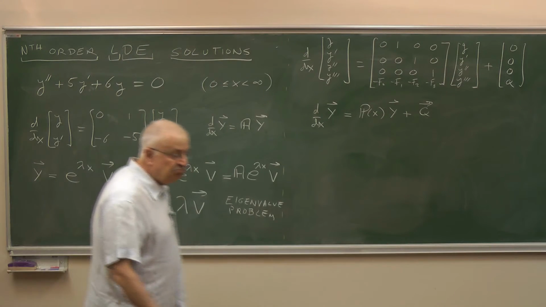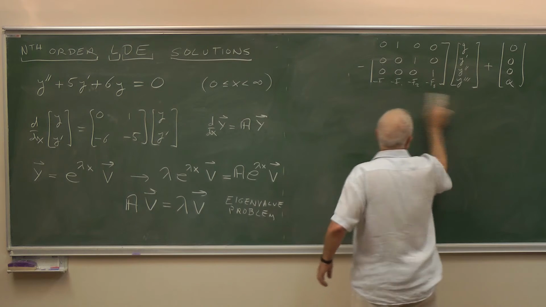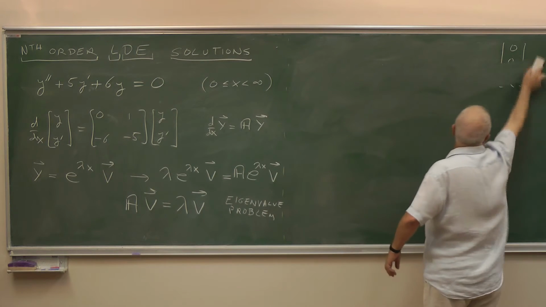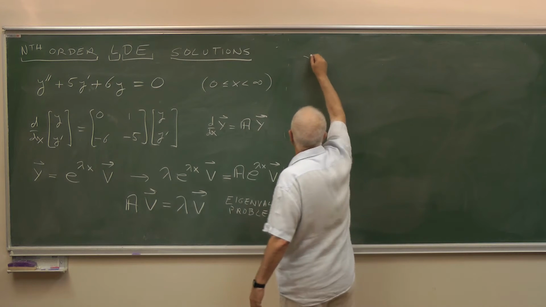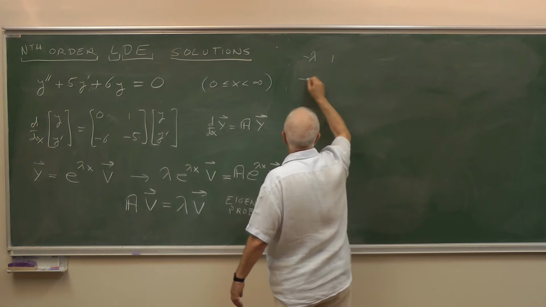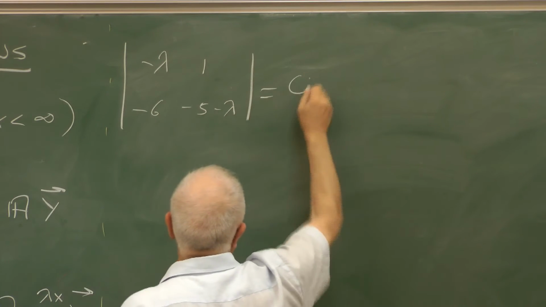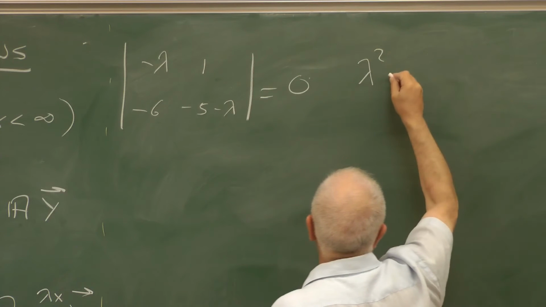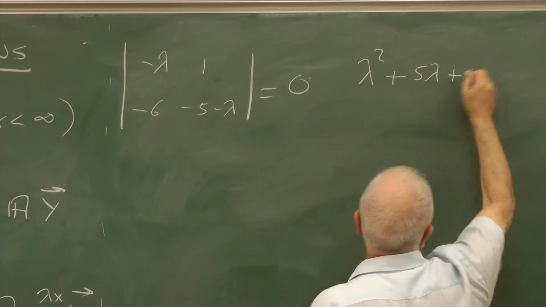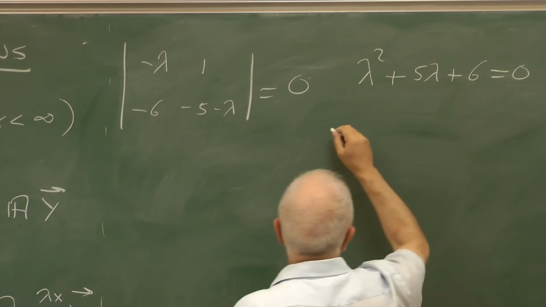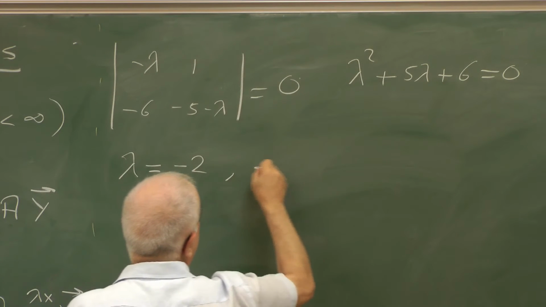Let's very quickly go over this thing. So minus lambda, 1, minus 6, minus 5 minus lambda, determinant equals 0 gives us lambda squared plus 5 lambda plus 6 equals 0. So lambda equals minus 2 and minus 3.